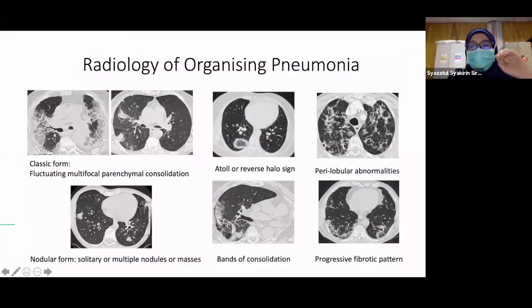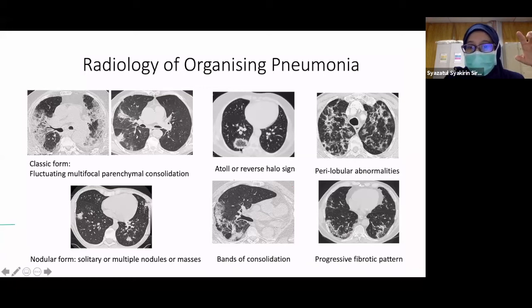So just now, just a random picture. The classic radiological pattern for OP would be multifocal parenchymal consolidation, like what has been illustrated here. It could also present in a nodular form, be it solitary or multiple nodules or masses.